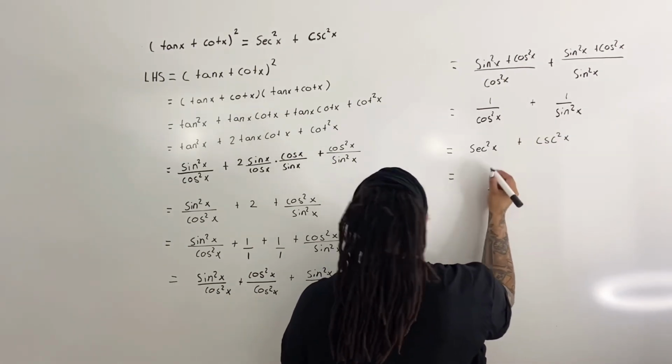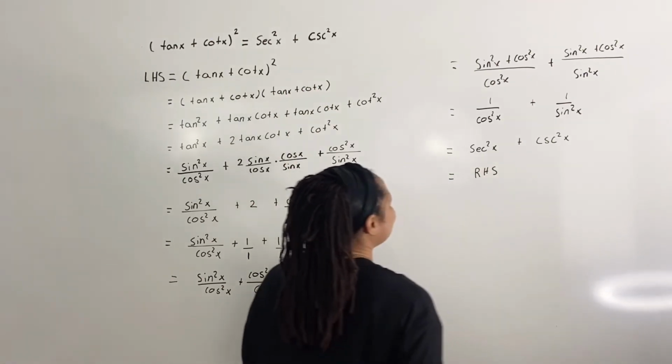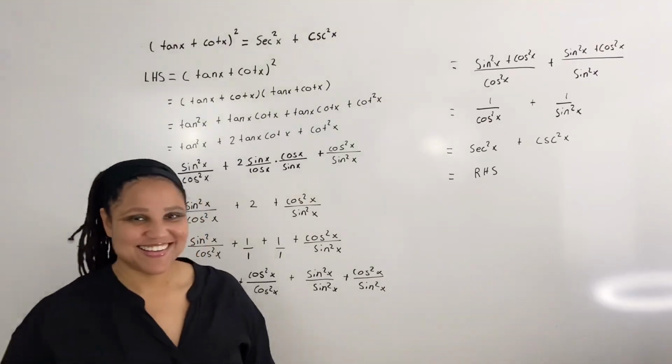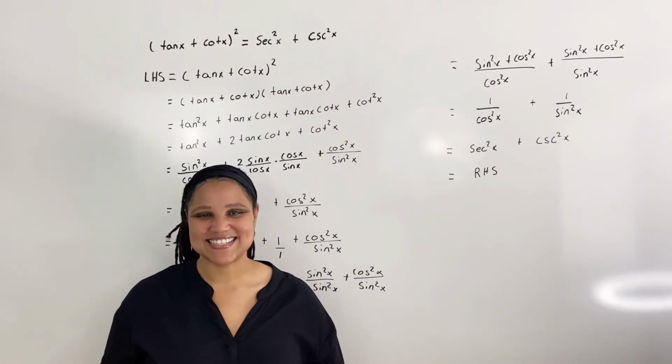And here, this is equal to the right-hand side. And we are done. And that is how you verify trigonometric identities.